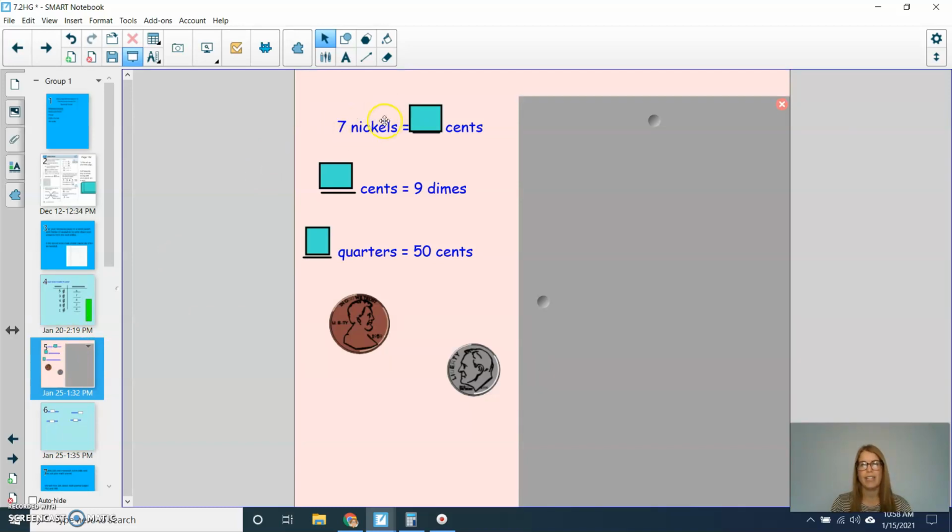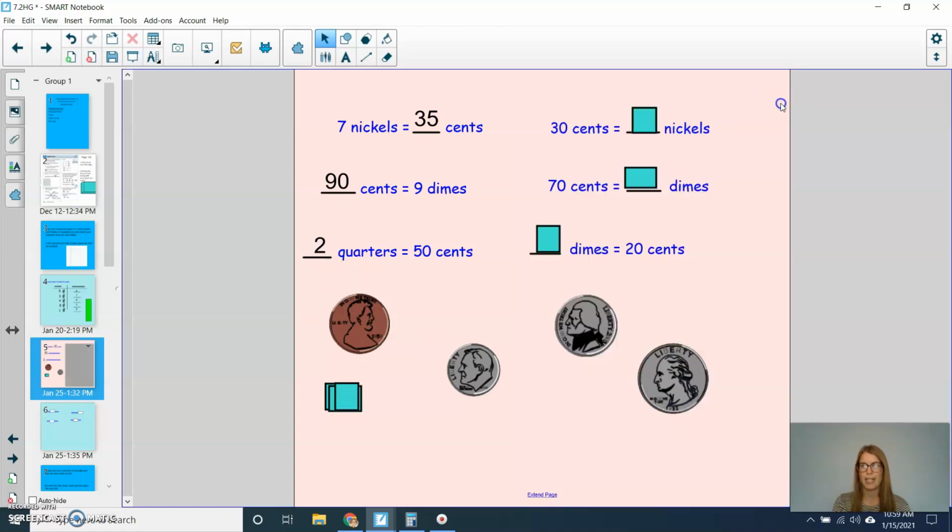So if I have 7 nickels, how many total cents is that? Could you press pause and then press play when you're ready to check? So when I'm thinking about 7 nickels, I'm counting by 5 7 times, and I should have had 35. How many cents is it if I have 9 dimes? You can press pause and play to check. This time I was counting by tens 9 times to get a total of 90 cents. How many quarters would I have if I had a total of 50 cents? Press pause and play to check. I know that 2 quarters equals 50 cents.